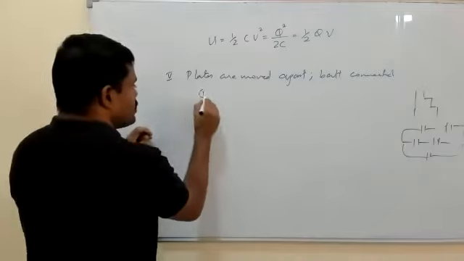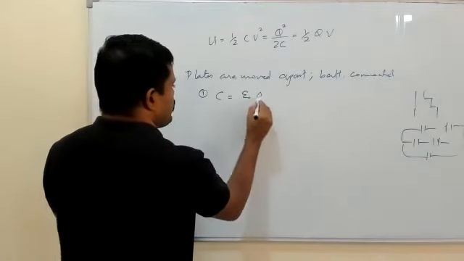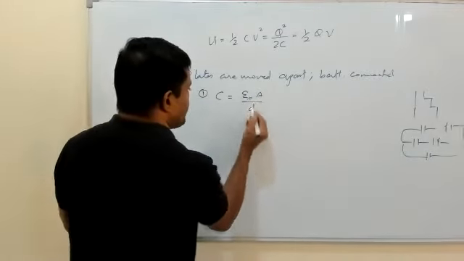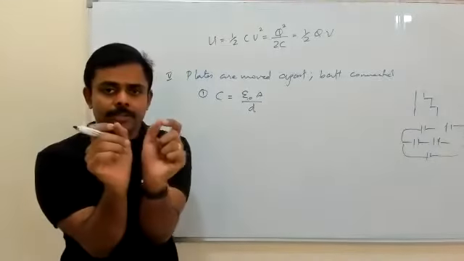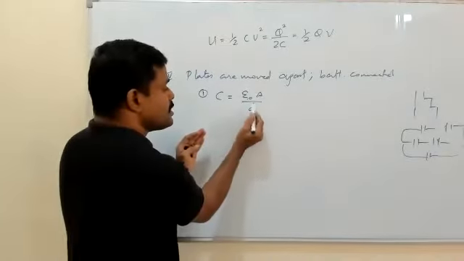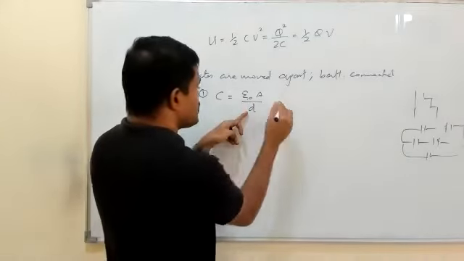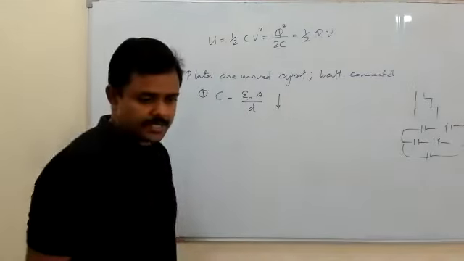What happens now? Tell me, capacitance is epsilon 0 A by D, right? And what happens now? When you move the plates apart, distance is increasing. So denominator is increasing means capacitance decreases.